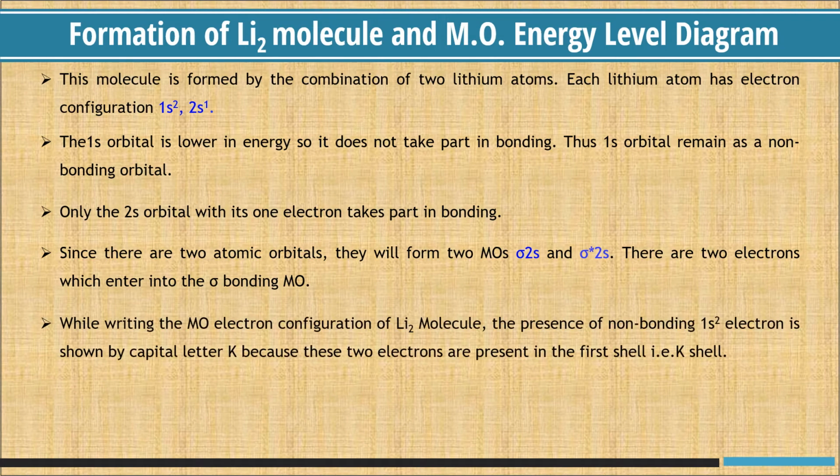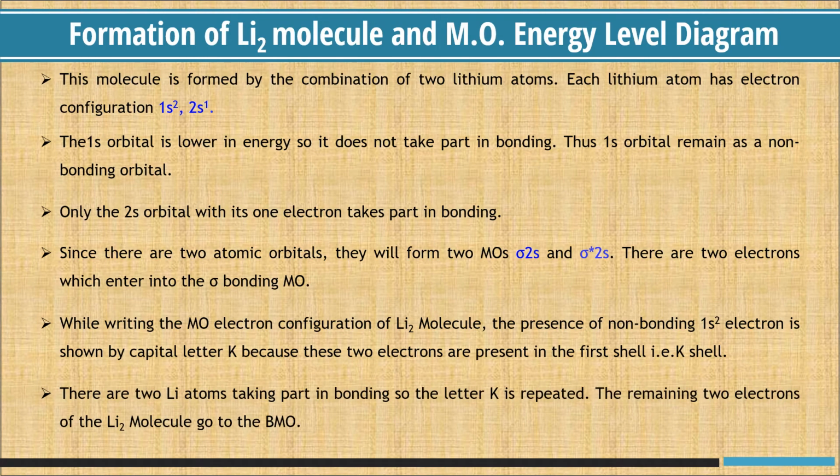While writing the molecular orbital electron configuration of the Li2 molecule, the presence of the non-bonding 1s2 electrons is shown by the capital letter K, because these two electrons are present in the first shell, that is the K shell.